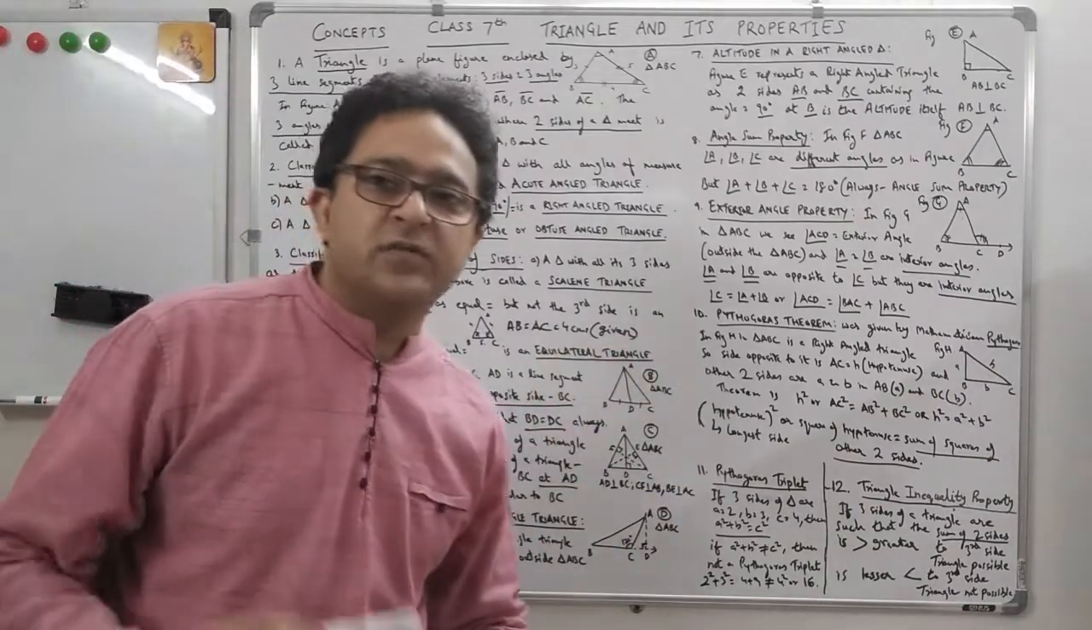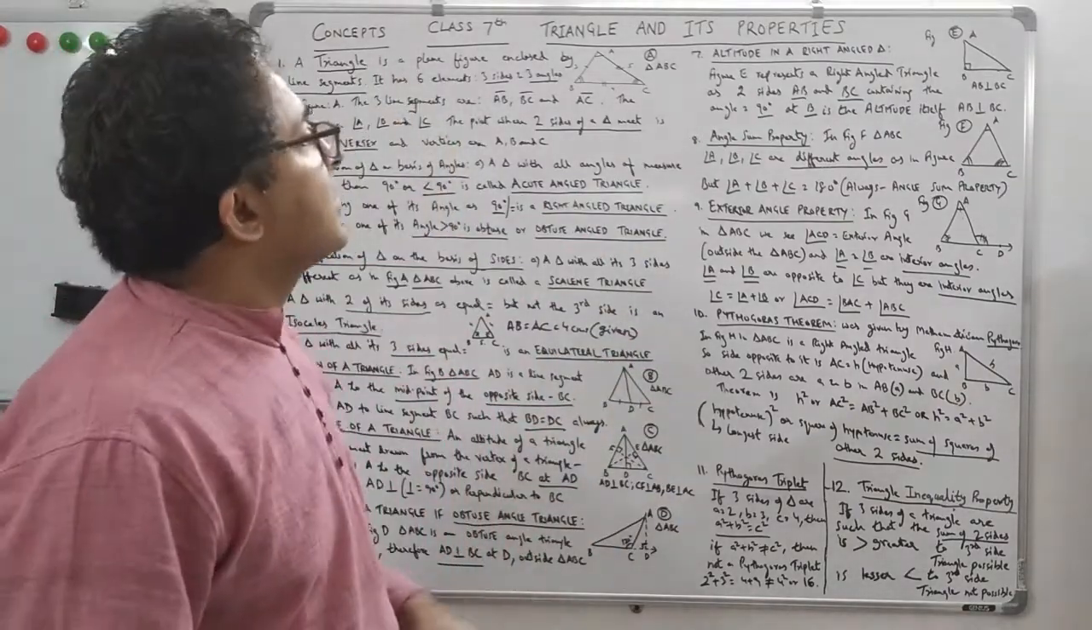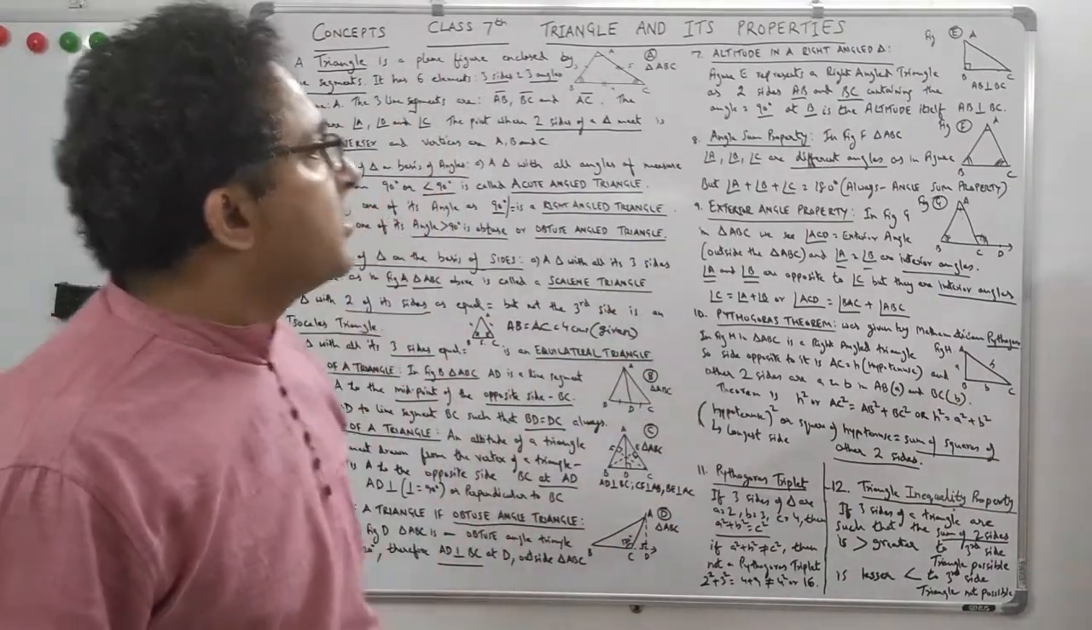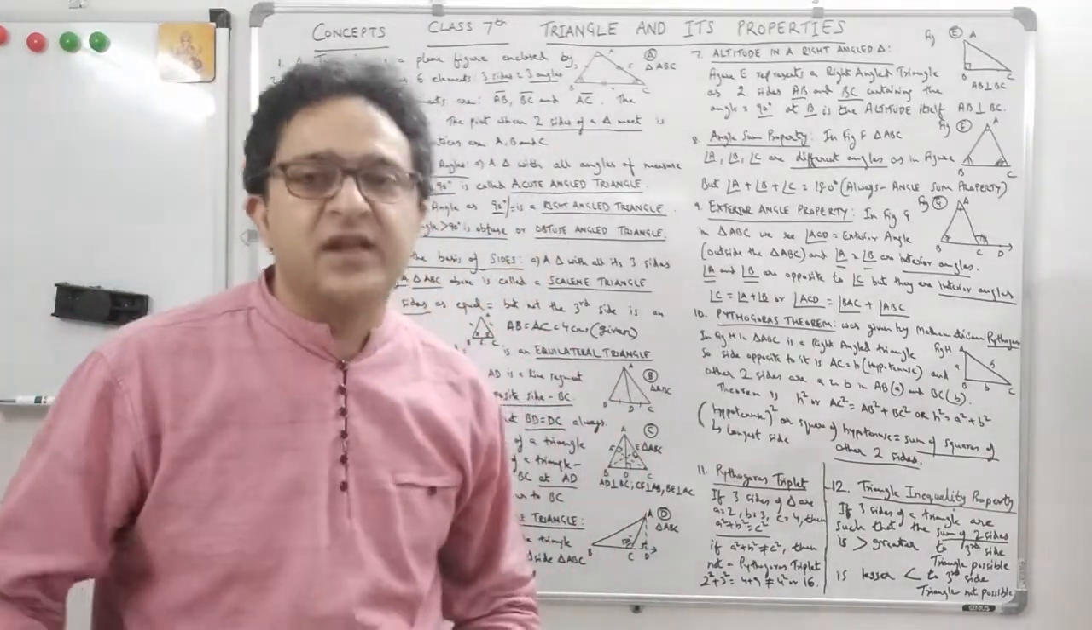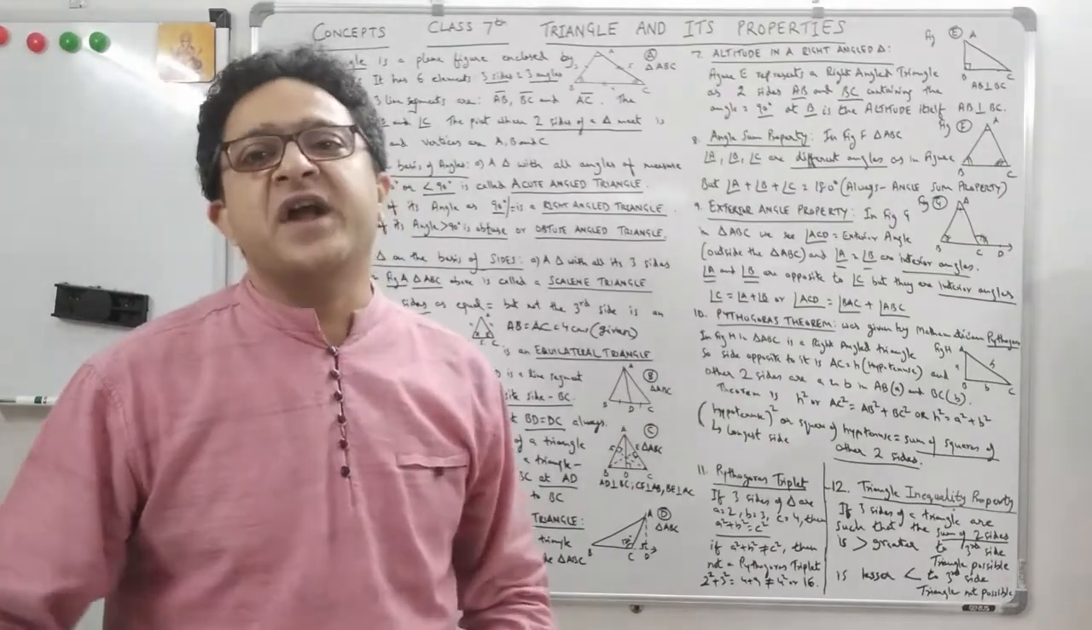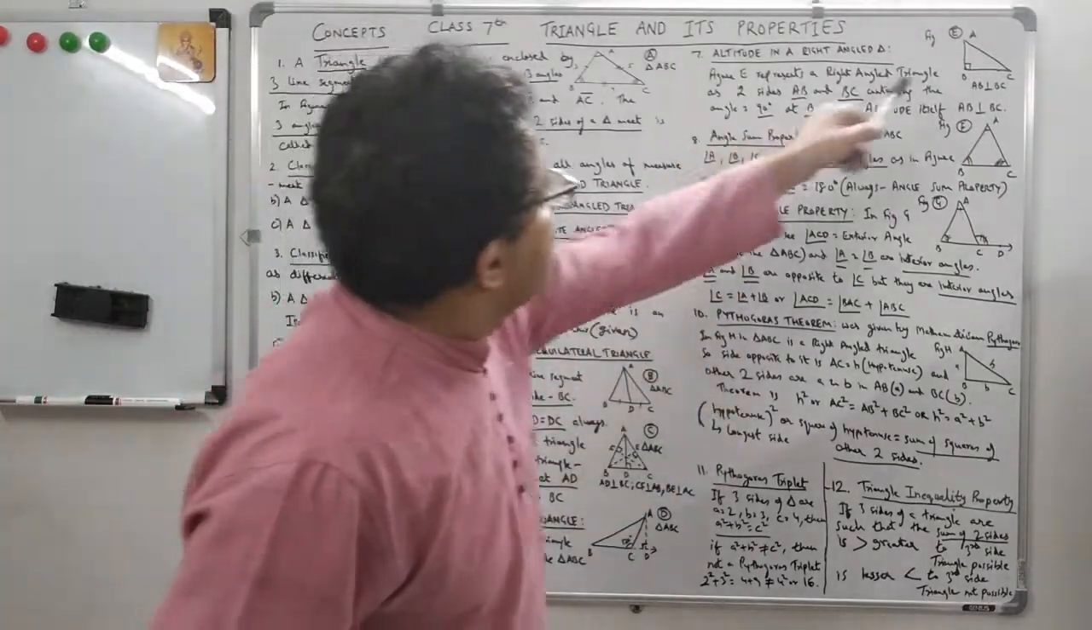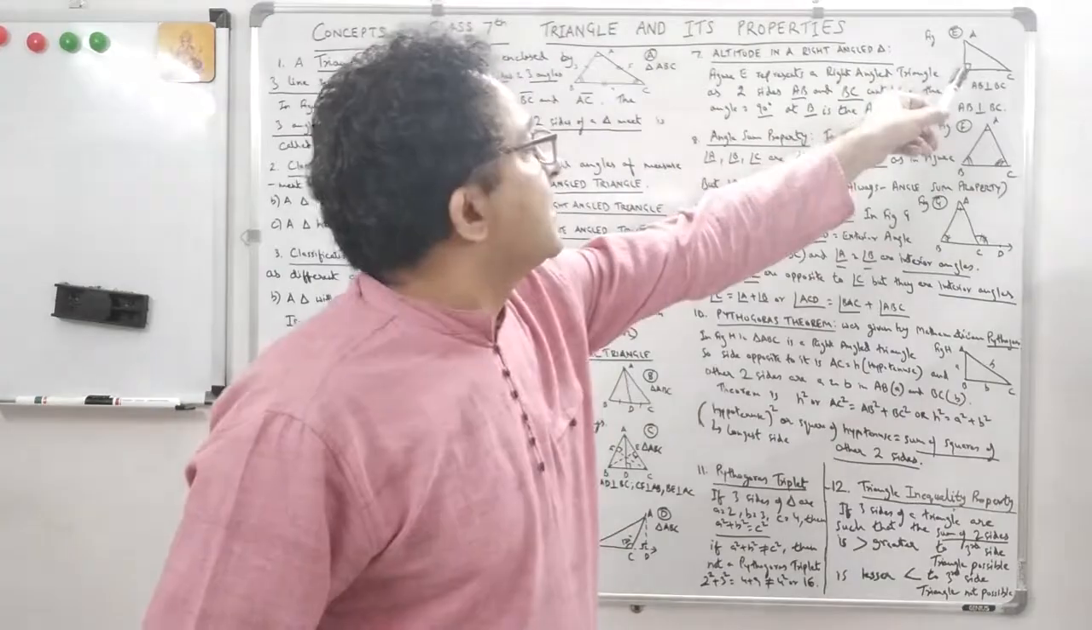Now, students, we move further. Altitude in a right angle triangle. See, right angle triangle is important for you to understand in this chapter. Let's see what exactly is a right angle triangle. One of the angles will be a right angle or 90 degree. So figure E. Again, I have taken ABC as the figure.